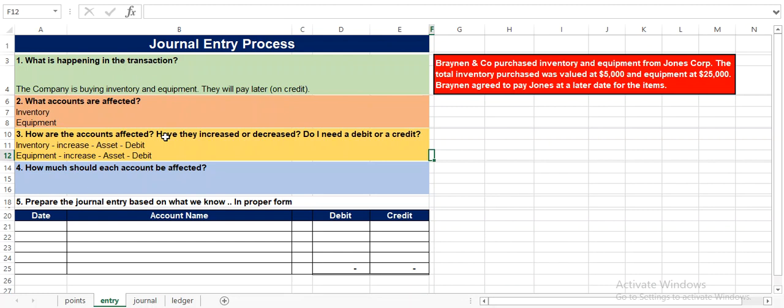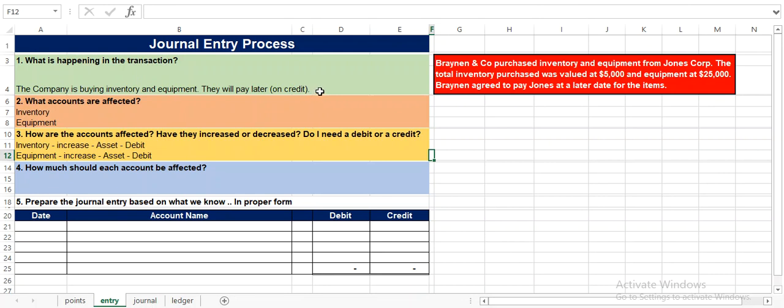And so if you ever come across a situation like that, then what you have to do is go back and look at the question and try to understand what was missed. Something was missed in the question. It said that we purchased inventory and equipment from Jones Corp. Inventory was purchased and valued at that amount. They agreed to pay Jones at a later date. So they will pay later or on credit.